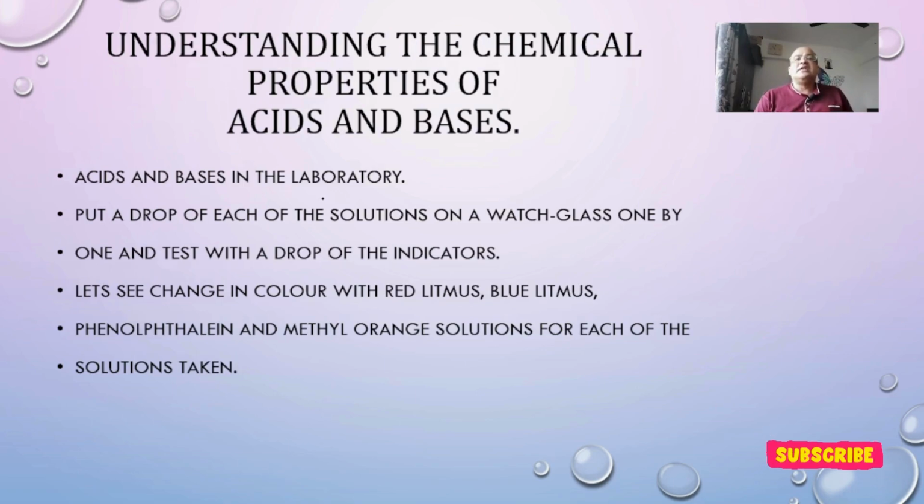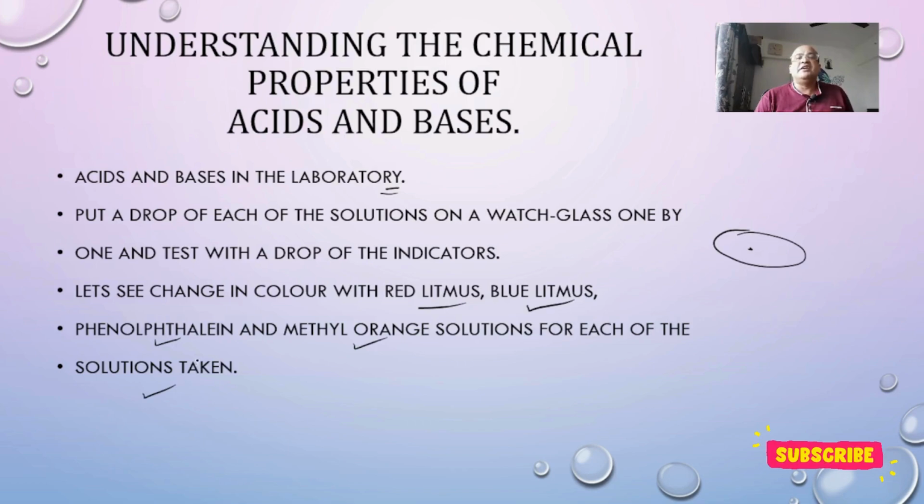Now let's see understanding the chemical properties of acids and bases. So acids and bases in the laboratory, how will we see their properties? What we need to do is put a drop of each of the solutions on a watch glass. We'll take a watch glass, put the solutions one by one, and test with a drop of indicator, right? We need to use the indicators and test them. We'll see the color change with what? Red litmus paper, blue litmus paper, then phenolphthalein and methyl orange solution for each of the solutions taken.